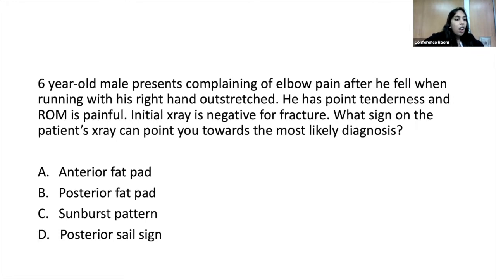All right, and then a 6-year-old male presents complaining of elbow pain after he fell when he was running with his right hand outstretched. He has point tenderness, range of motion is painful. His initial x-ray is negative for fracture, but you notice a sign on his x-ray that can point you towards the most likely diagnosis. Is it A, B, C, D?